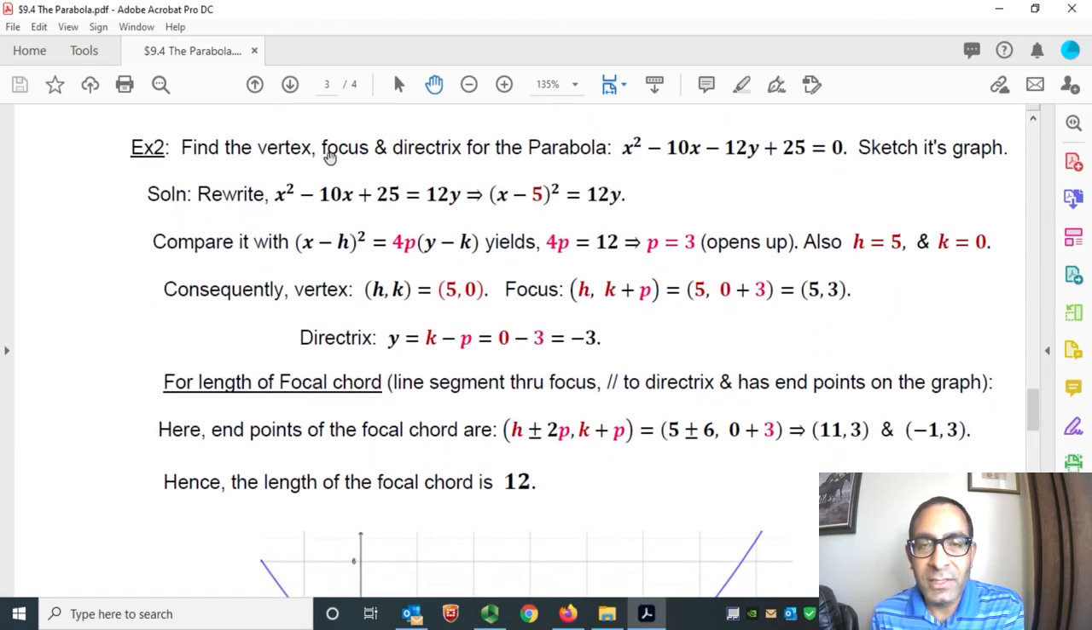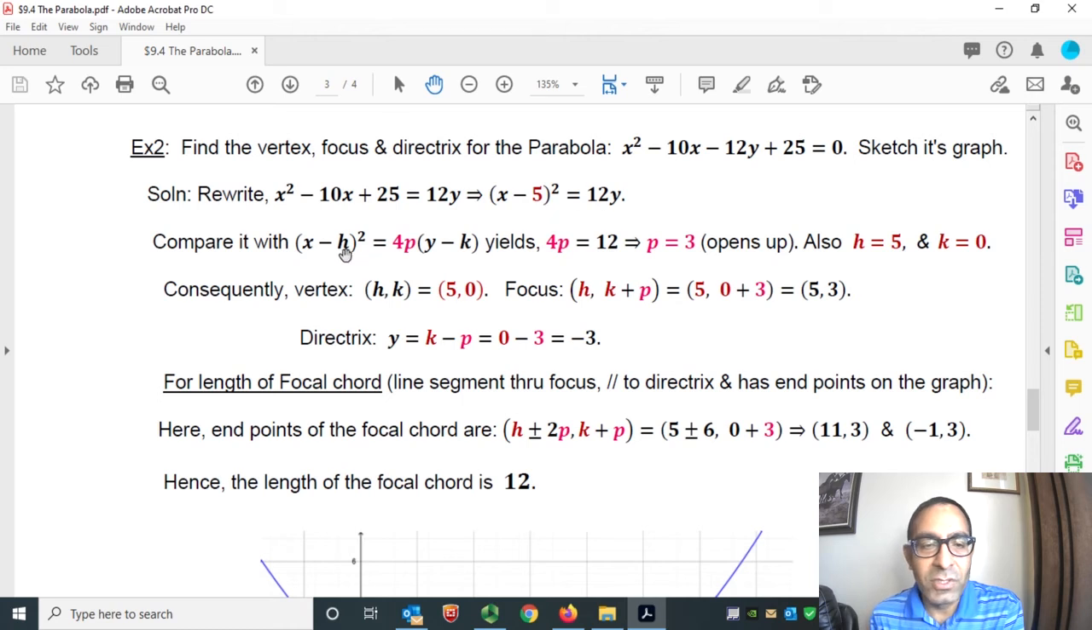Find the vertex, focus and directrix for the given parabola. The equation of the parabola is x squared minus 10x minus 12y plus 25 equals 0. And finally sketch the parabola. Let's begin the solution. Rewrite the given equation of the parabola in the standard form. We have x squared minus 10x plus 25 is simply x minus 5 outside square, and 12y we just take to the right side, which is here 12y.